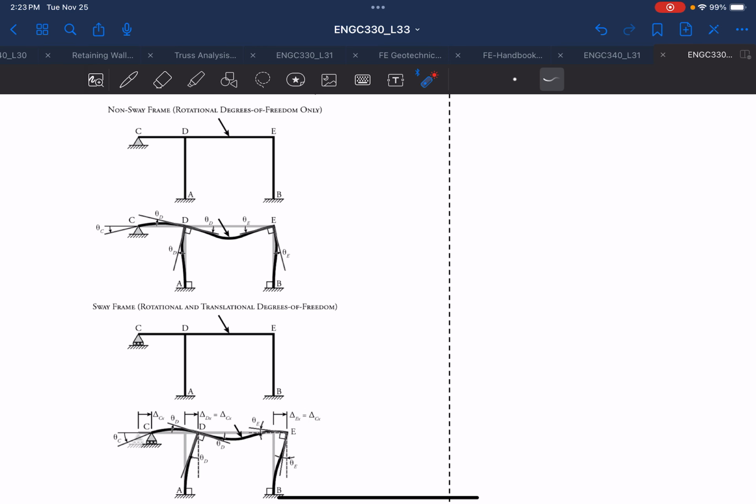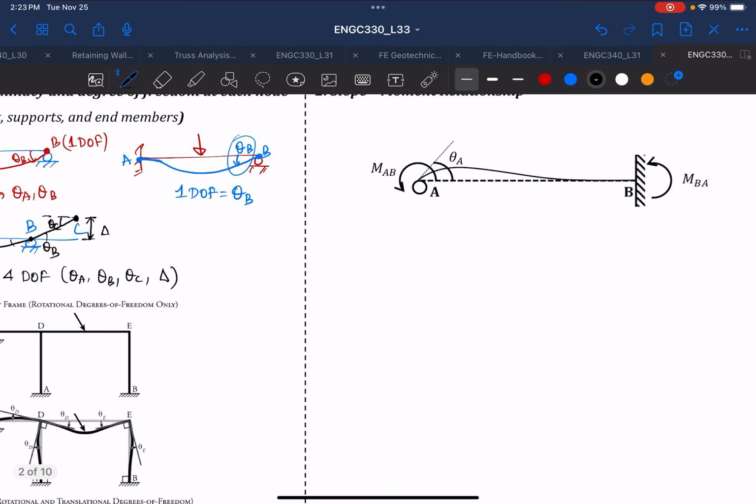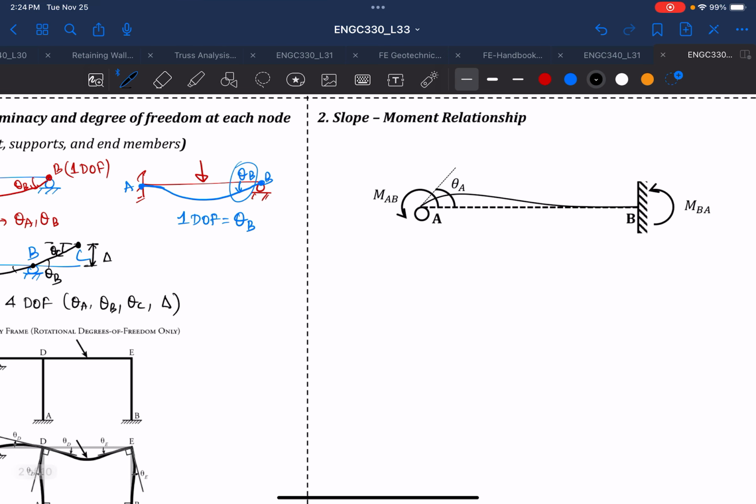for the sway frame. So now once we understand the degree of freedom, we can see the correlation between the slope, which is your theta, and the moment relationship. And here, let's say that you're applying a moment MAB at your roller support, and this causes the beam to have a slope theta A, and this is fixed. And if you're applying a moment MAB, there will also be the same rotation. It will cause the same rotation that will resist the moment, which we call MBA.